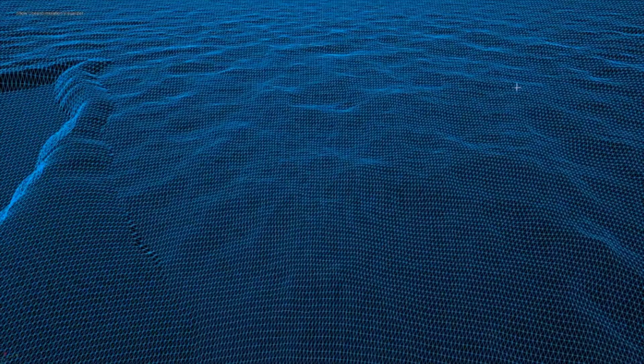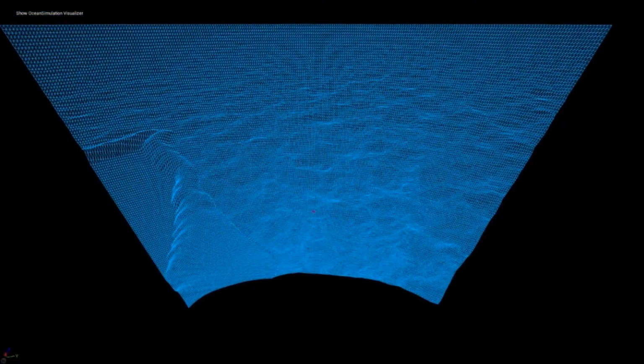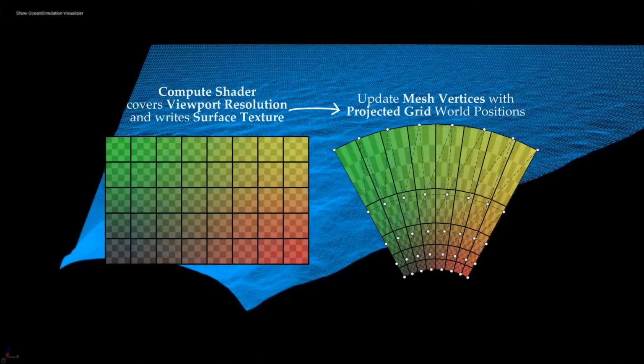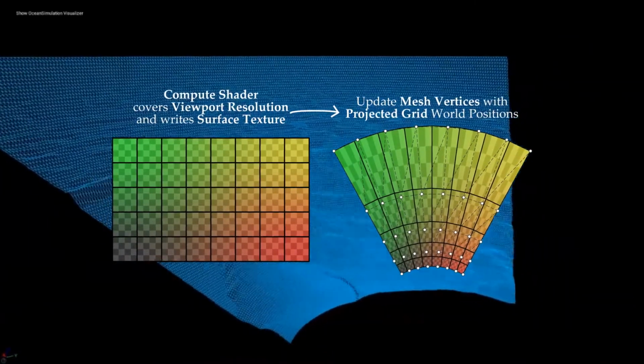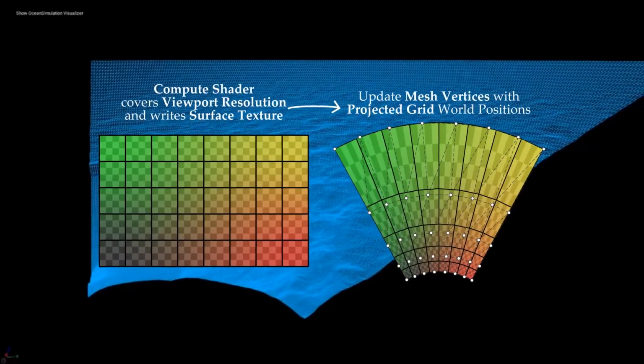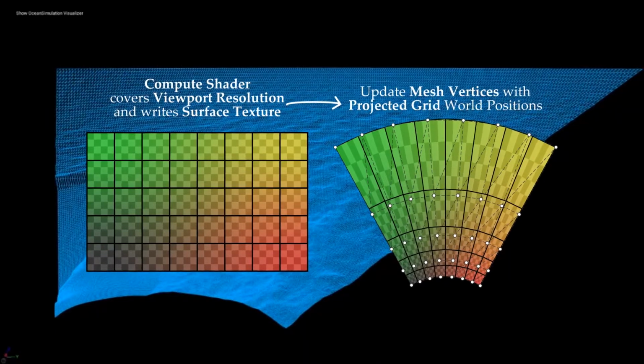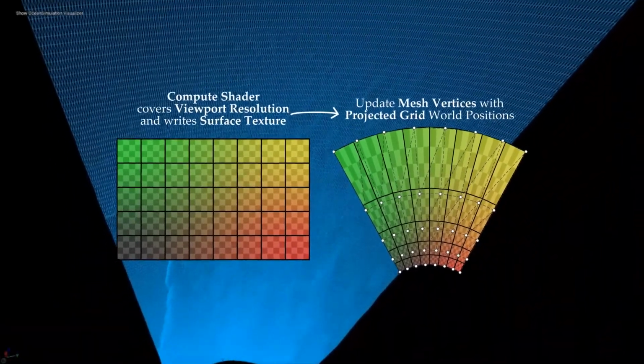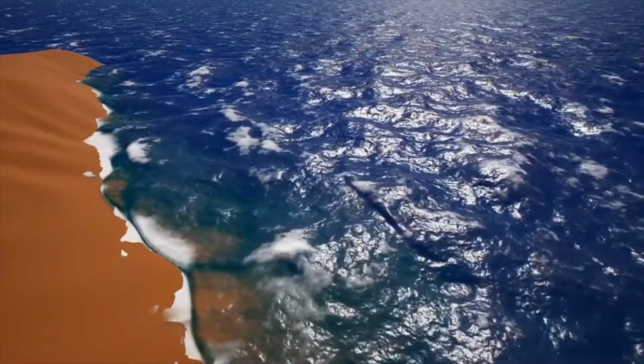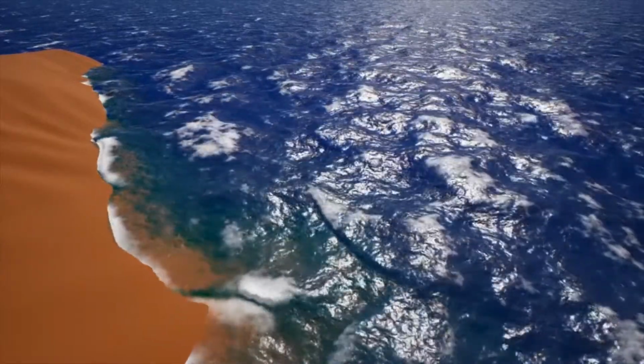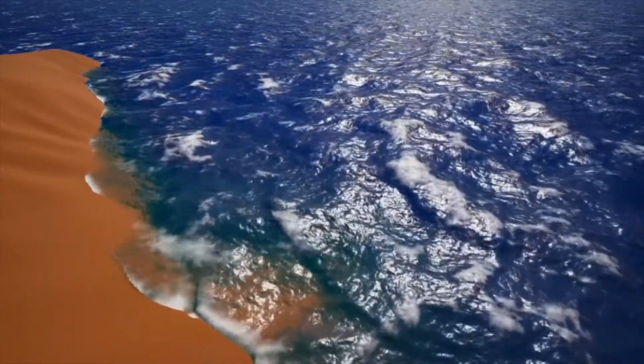As the name suggests, the screen space projected grid projects a grid in screen space onto a plane in the world to get a mesh that fills the viewport. A compute shader is responsible for both creating the mesh and combining all the different simulation outputs. Finally, we can send the mesh, a texture with surface normals, and foam information to Unreal Engine's renderer.